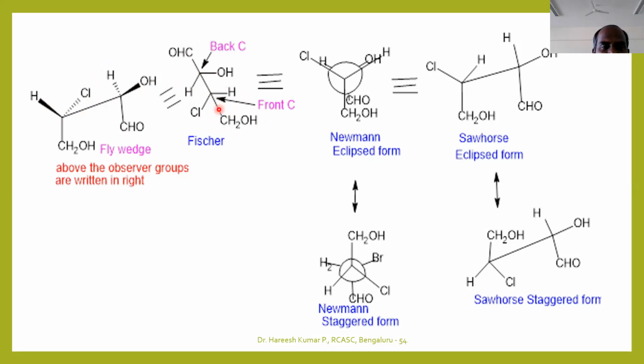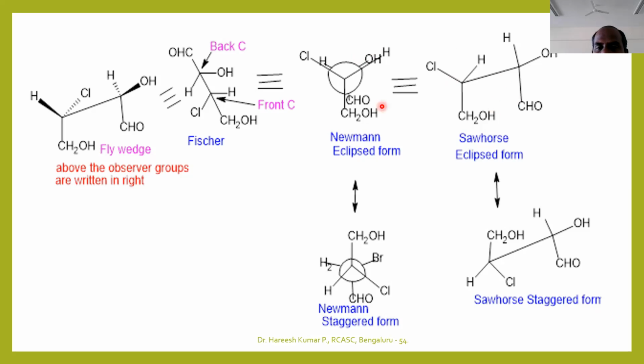Once you have converted to a Fischer projection formula, you can convert this into a Newman projection formula. CH2OH here, H is here, Cl is here. Similarly, CHO is here, OH is here, H is here. Then this Newman eclipsed form can be converted into Sawhorse. How do you convert? CH2OH is this, H is this, Cl is this, and then this will be the second carbon atom, that means the circled one. CHO is this, OH is this, and then H is this.